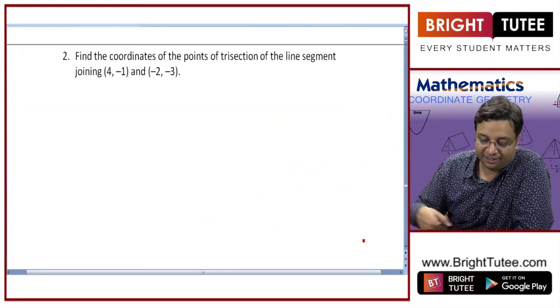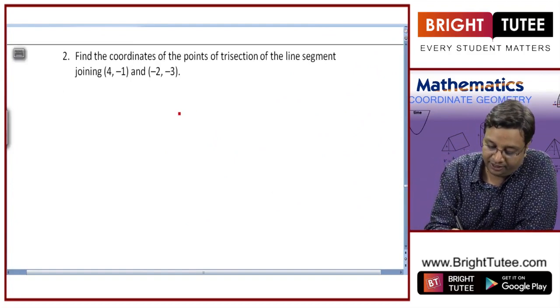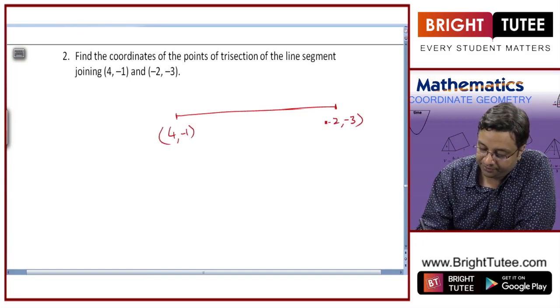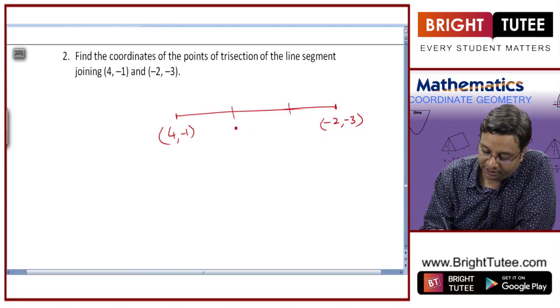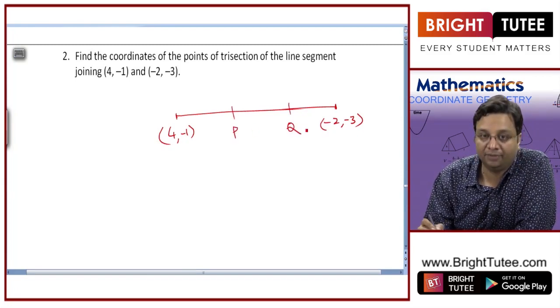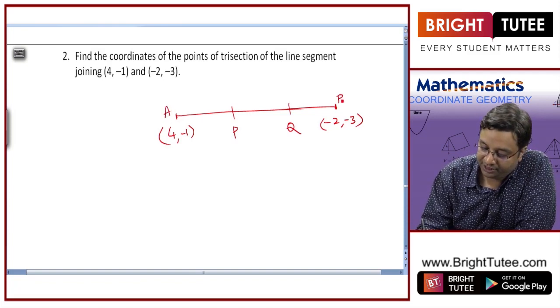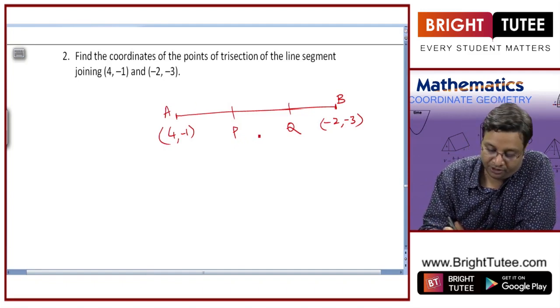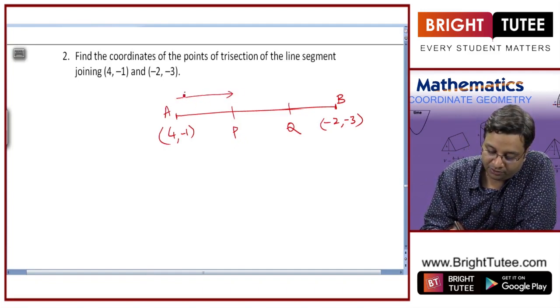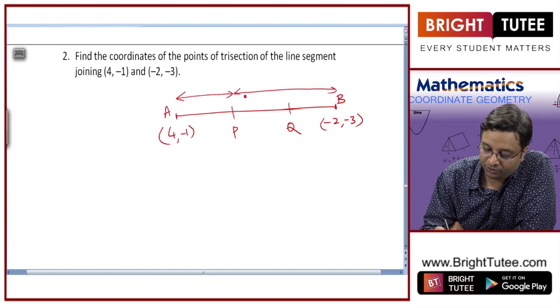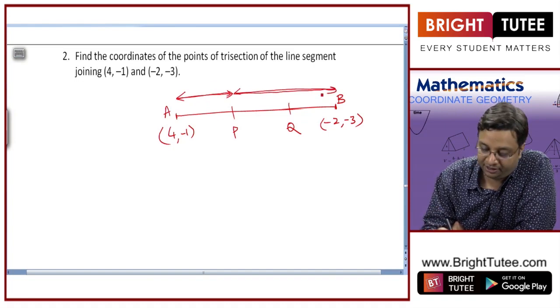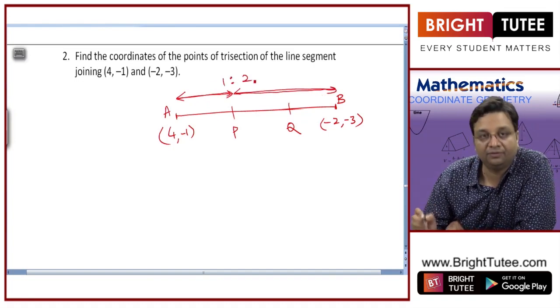Coordinates of points of trisection of the line segment, right? We did a similar question in the examples. So this is the line segment (4, -1), (-2, -3), and these are the points, let's say, trisecting this line segment, and let's name these points as A and B. Okay, so we need to find the coordinates of P and Q. So P divides this line in ratio 1 is to 2. So if this is 1 unit, then this will be 2 units, right? So P divides this line segment in 1 is to 2.